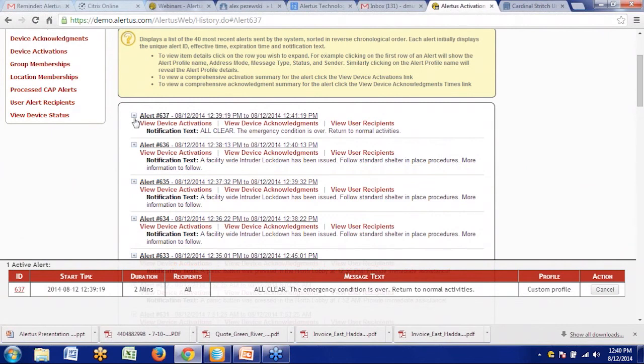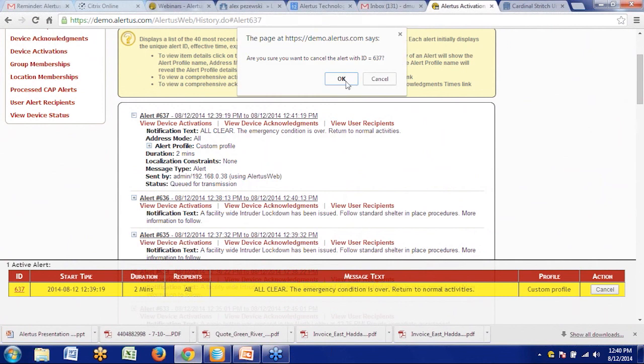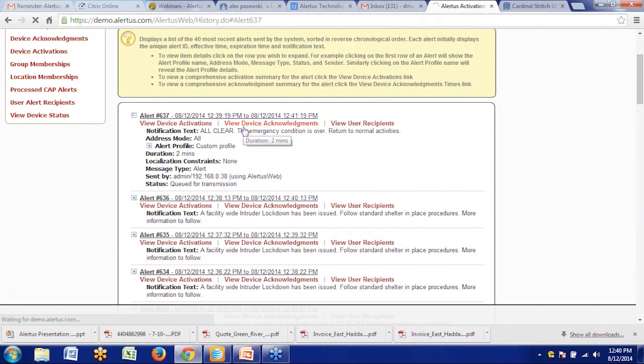So right here we've got our all clear. We can verify that it went to all our locations, who was logged in, and where they were logged in from. There are reports that include device activations, device acknowledgments, and recipients. So we can report on... I'm going to go ahead and cancel the all clear. I think that's cycled through a few times. We can view device activation, so we've got an immediate report on every device that went off.